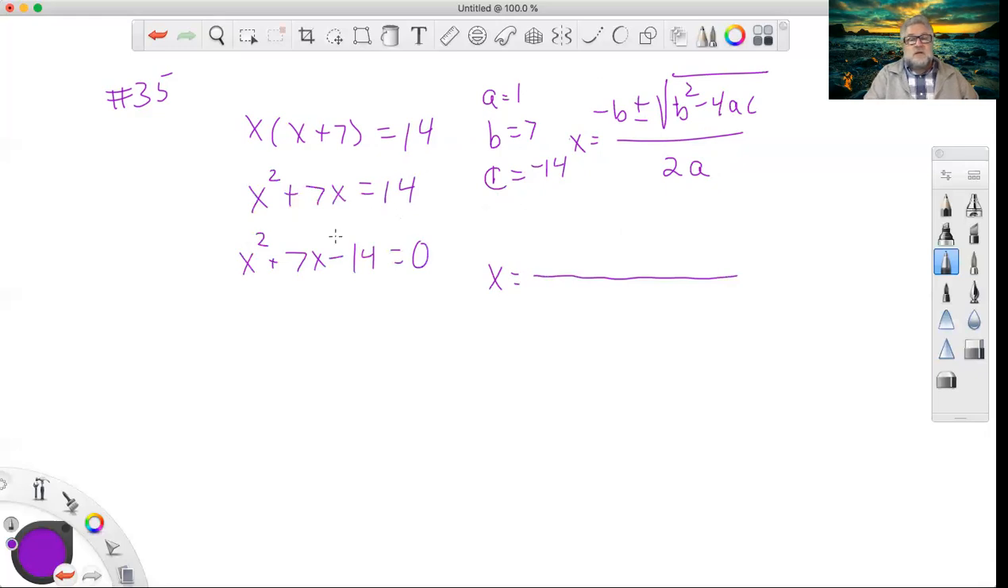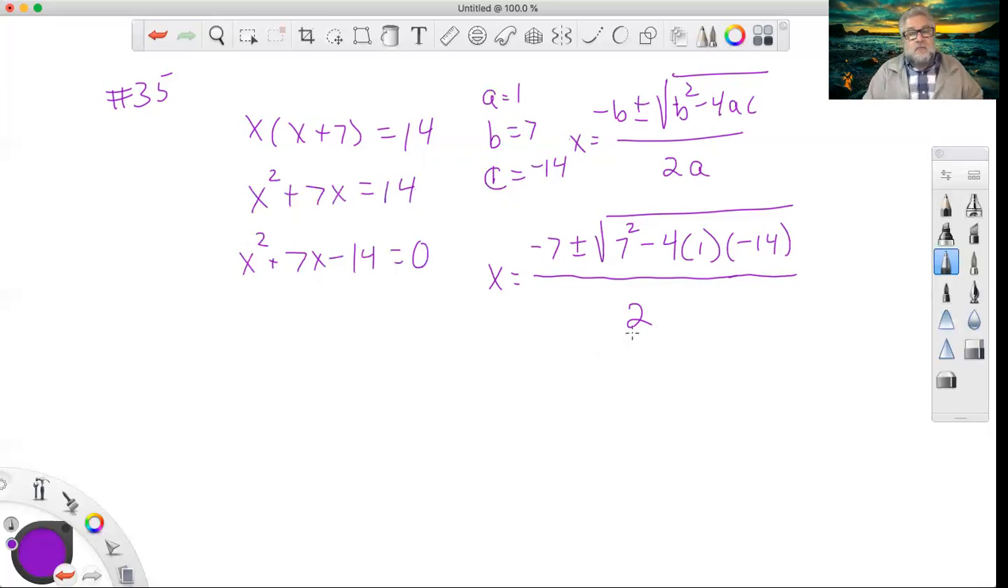So let's see, minus b, minus 7, plus or minus the square root of b squared, 7 squared. No negative sign, so I don't have to worry about parentheses. Minus 4 times a times c, all over 2a. Here's a big source of error: you're used to a being 1, so you just write the 2 down here. But if a isn't 1, you got to remember to stick it in down there, especially if it's a negative.